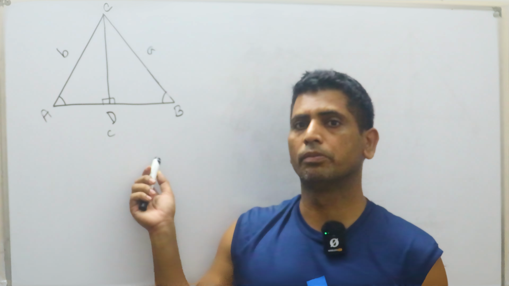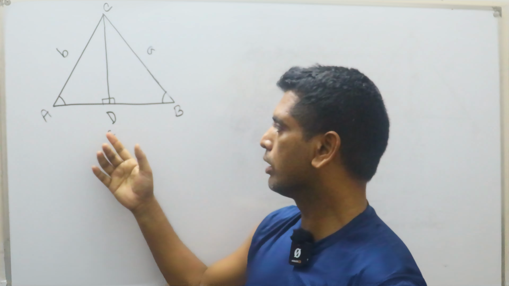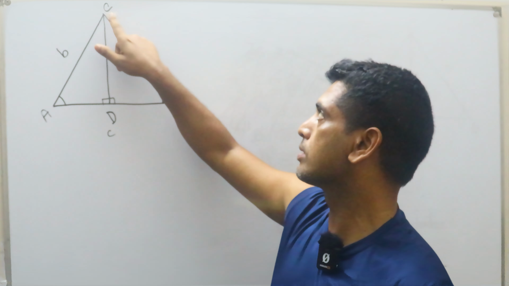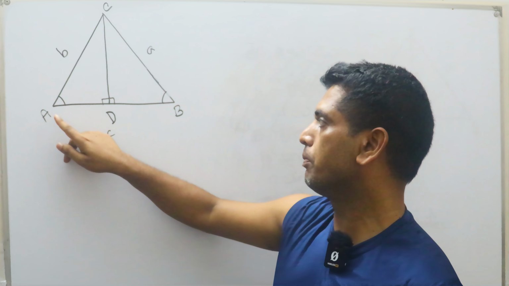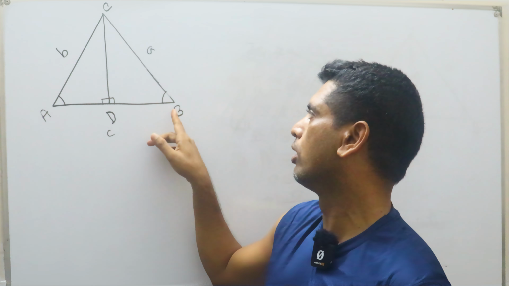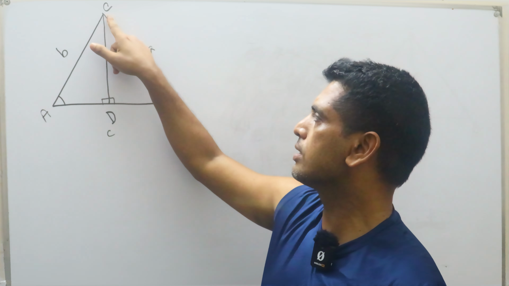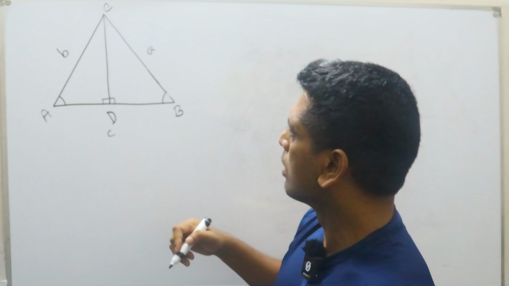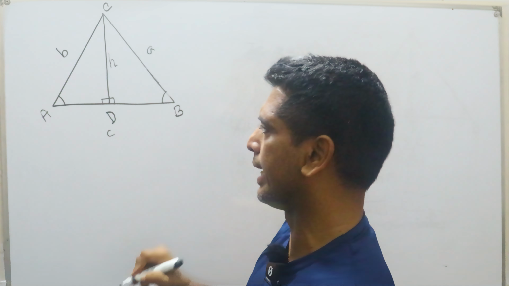Hey, I'm going to prove the sine rule in a triangle. I have drawn this triangle ABC and I have drawn CD perpendicular to AB. The side opposite angle A is denoted by small a, the side opposite angle B by b, and the side opposite angle C by c. And CD is denoted by h.